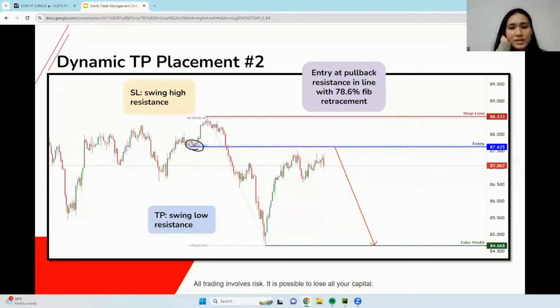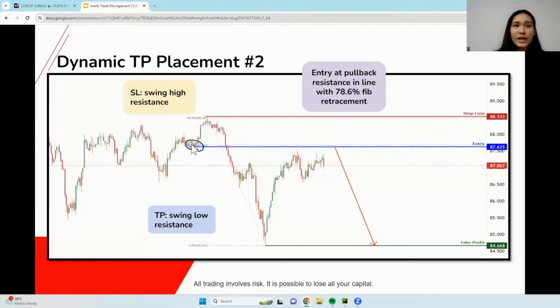So now let's look at another example. Here we're expecting price to bounce off of our entry at the 87.625 level. This is a pullback resistance that's in line with a 78.6% Fibonacci retracement. What a pullback resistance basically means, I think we'll go through this in a little bit, maybe not. But a pullback resistance basically is when price has retraced to this level.